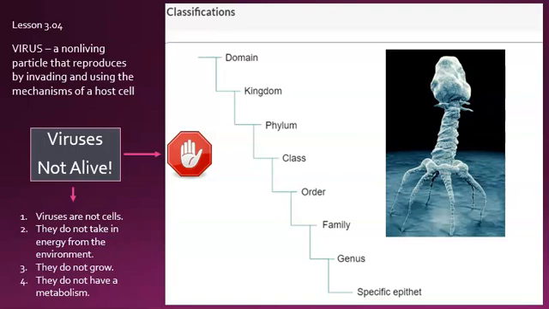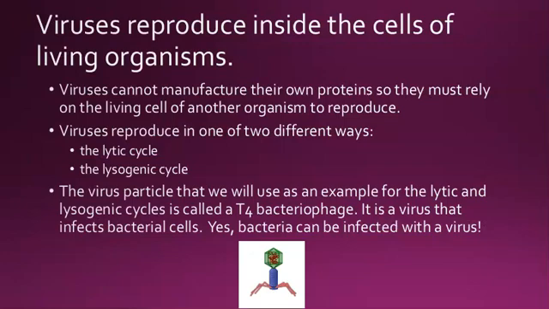They do, however, reproduce, but they can't do it alone. A virus injects its DNA and RNA into the cells of living organisms, and then the living cell makes many new copies of the virus. And yes, this creepy looking picture right here is a virus. So viruses reproduce inside the cells of living organisms. So they reproduce inside live cells. Viruses cannot manufacture their own proteins, so they must rely on the living cell of another organism to reproduce.